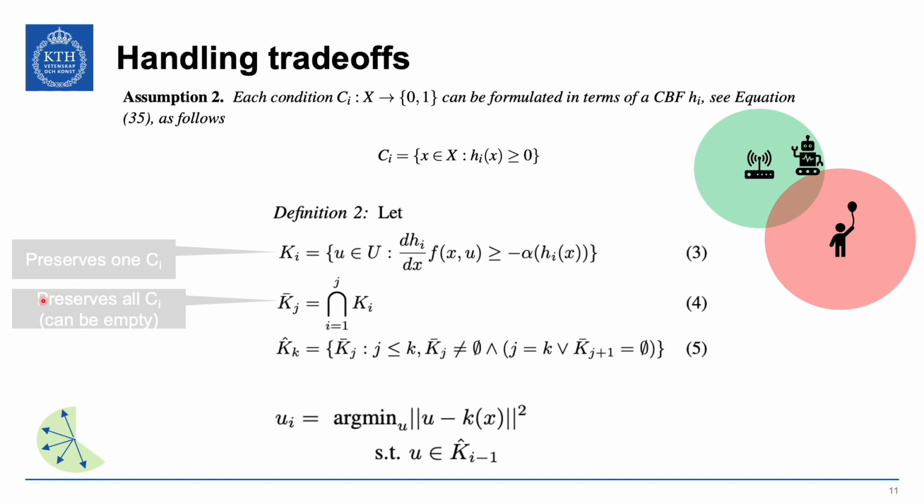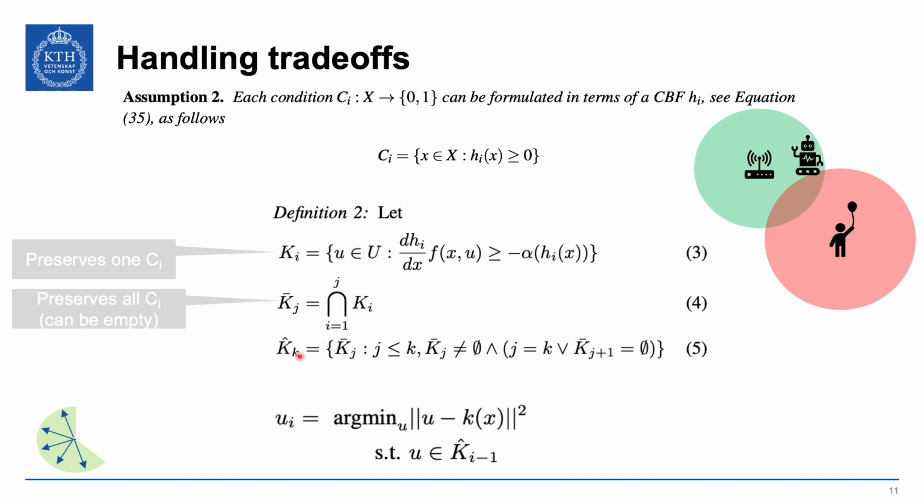And then we take the intersection of these sets. So it's basically okay to go upwards, and it's okay to go left. It's not okay to go downwards. And then there's going to be some allowed controls over here. That is the intersection. And if that intersection is empty, this is where k hat comes in.